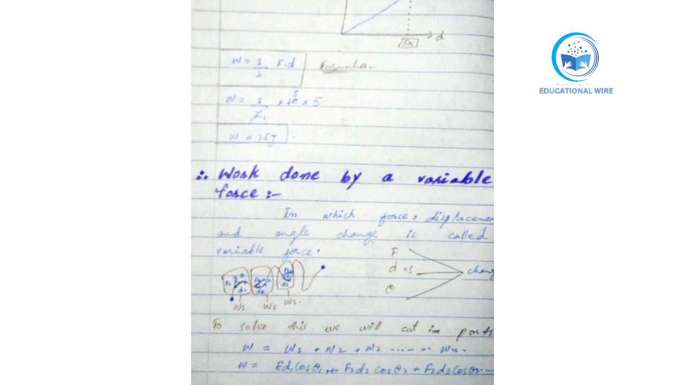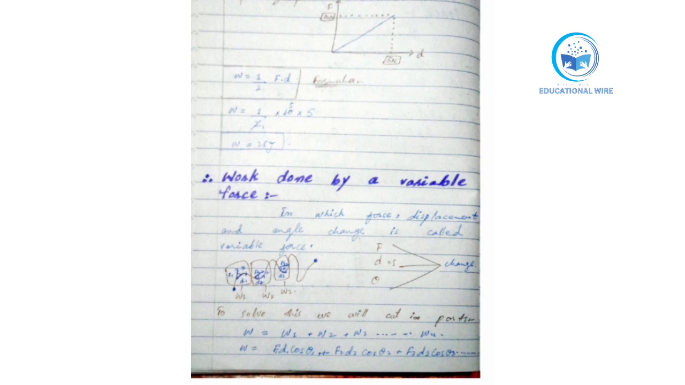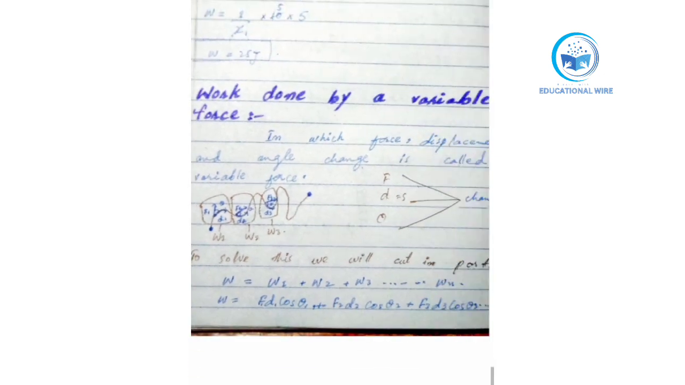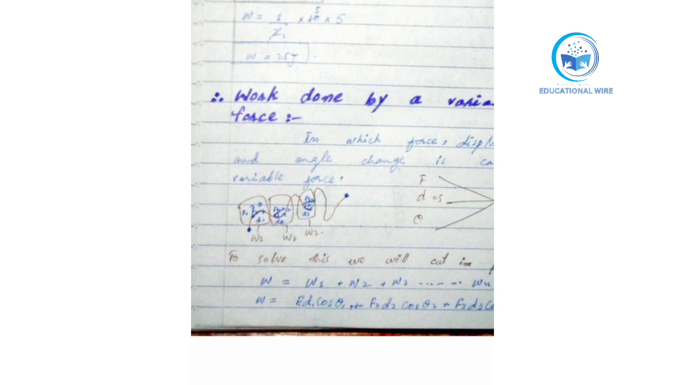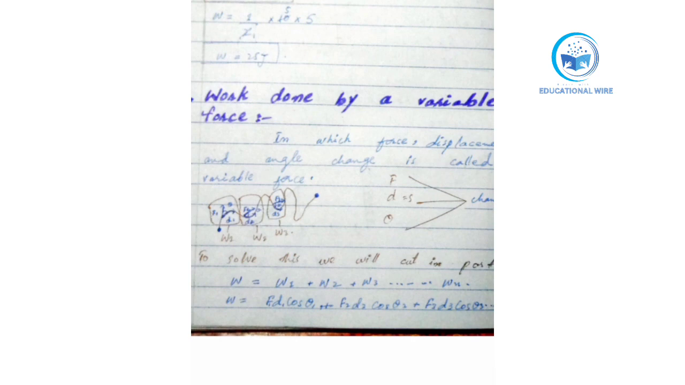Now last, we have work done by a variable force. How can we find the work done by a variable force? Previously we did it with a constant force. Now, variable force. Firstly I should read a definition: the force in which force, displacement and angle change their position is called variable force. Now let's move further with this, like how force, displacement and theta will change. I will make one diagram so that you can easily understand.